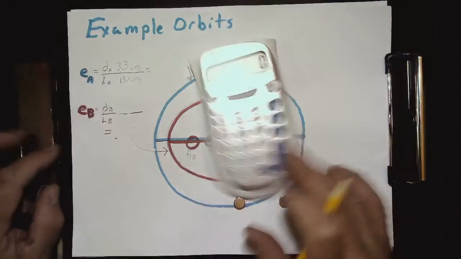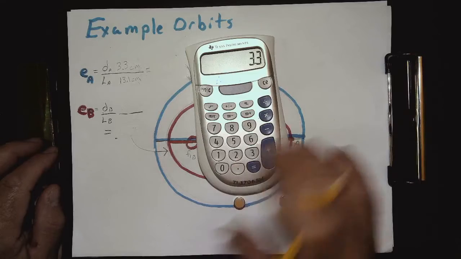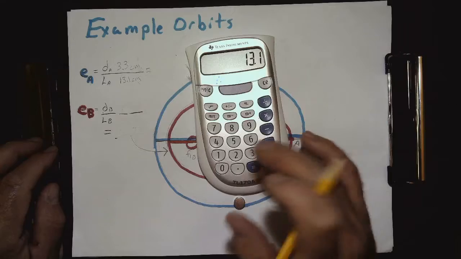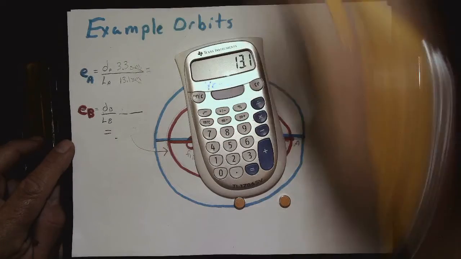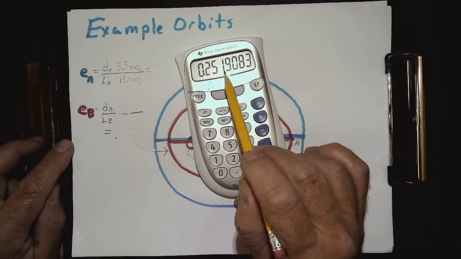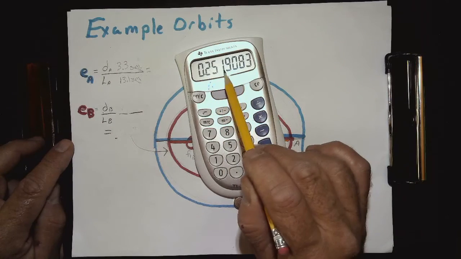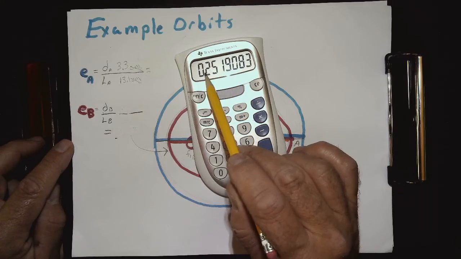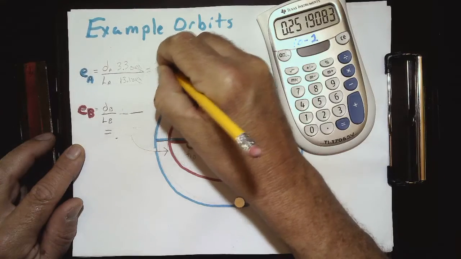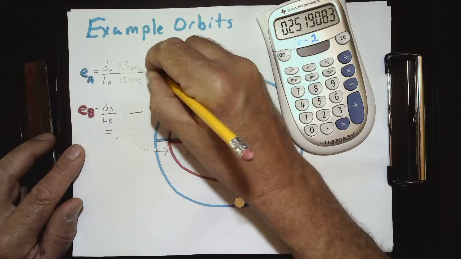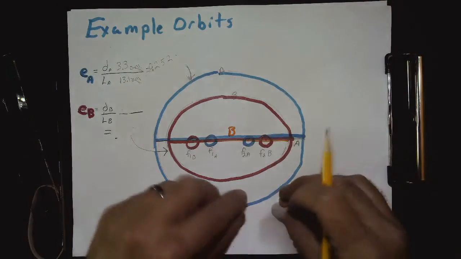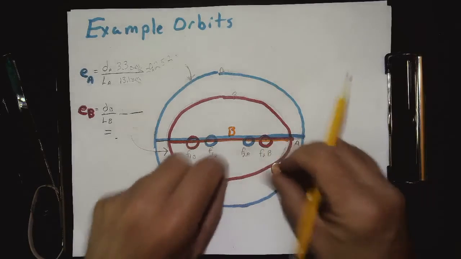We just use our handy calculator. 3.3 divided by 13.1. These are all in centimeters. The centimeters cancel. When I press equals, I get 0.251, but that's a 9. If I'm rounding it to the nearest thousandth, that means it's going to be 0.252. Excellent. Let's try and see what the eccentricity of B looks like.